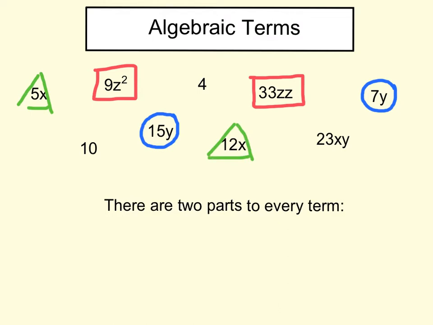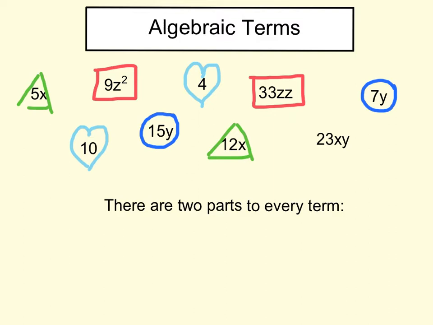Next, we could point out the 10 and the 4. We do have a term that's left over, 23xy. That's not going to match up with anything else because there isn't any other term that has an xy attached to it.